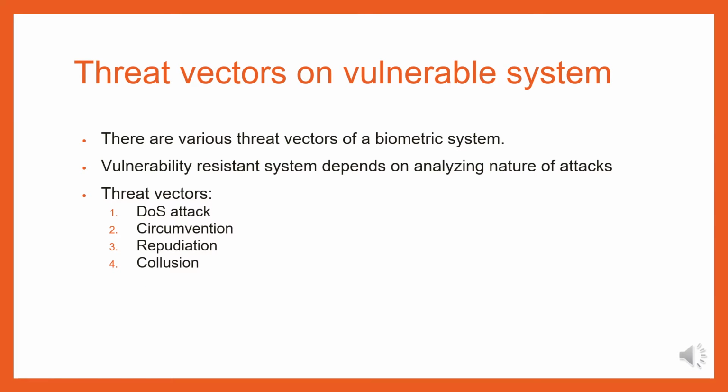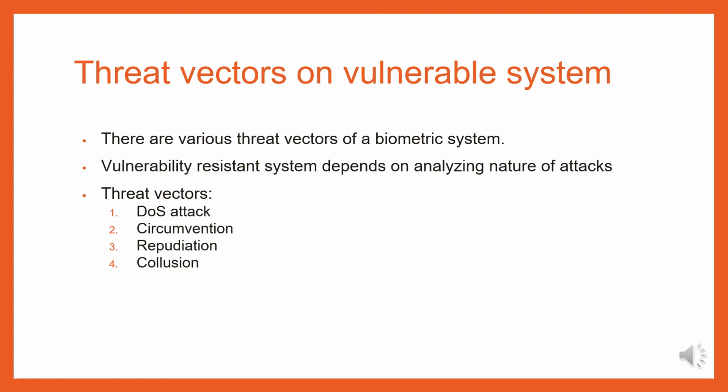Now let's see what the threat vectors on a vulnerable biometric system are. So the nature of biometric systems can be helpful to analyze the type of attack that can be conducted against a system, and that helps to determine whether the system can be made vulnerability resistant or not. So these are the threat vectors on a vulnerable biometric system. The first one is denial of service. The denial of service prevents access of a privileged user to the system.